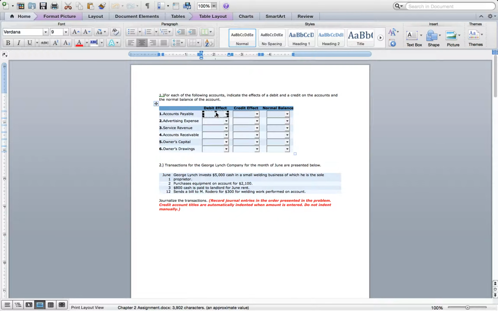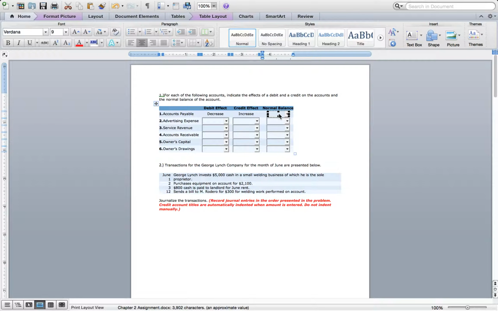Now, what a debit and credit does to each account will depend on the kind of account it is. Start with the first one, number 1, accounts payable. Because it's a liability, a debit will decrease the account. So a credit will do the opposite. A credit will increase it. So all liabilities are increased with credits and debits decrease them.